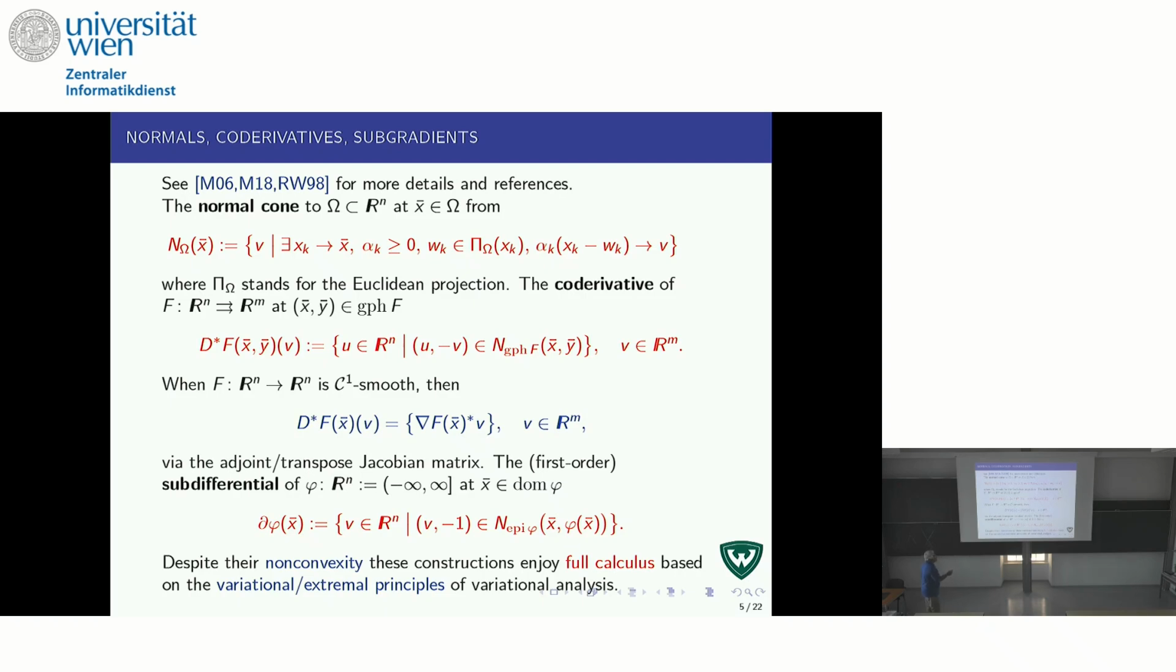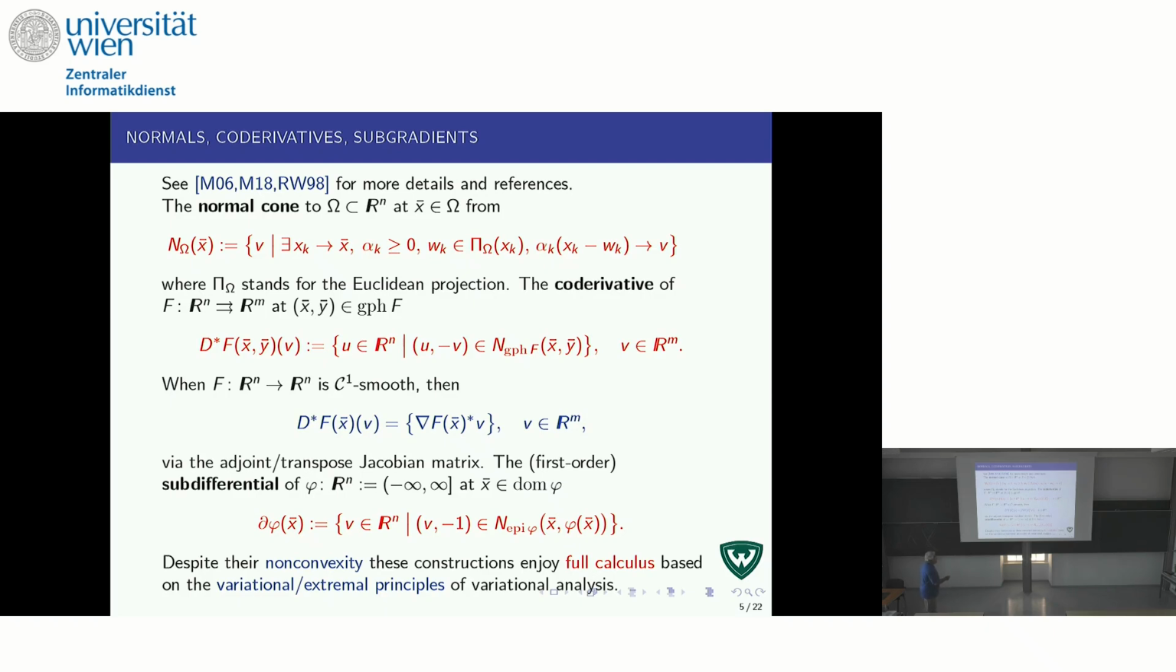In the case when we have a C1 function, we have the adjoint Jacobian. The star stands for the adjoint or transpose matrix Jacobian we have here. In general, this is a positive homogeneous mapping, and we have calculus, which is what is important.